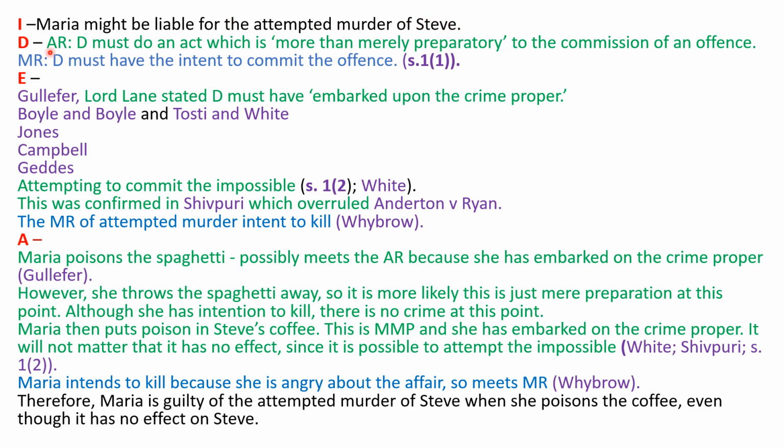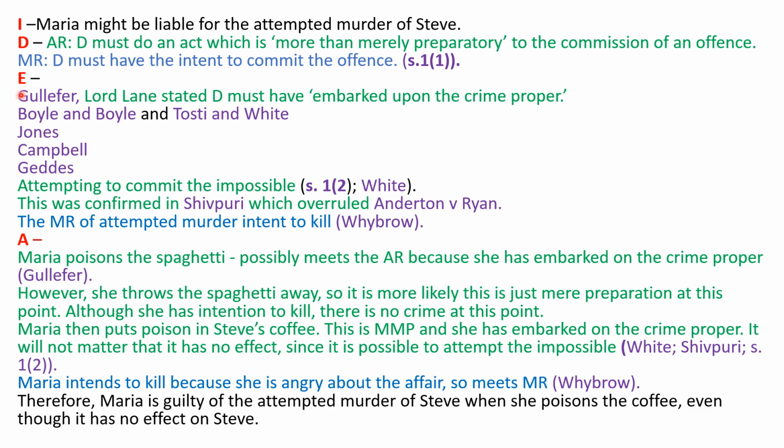And then I'm going to define attempt, which is the offence that I've identified above. So I'm going to define the actus reus first. So the actus reus of an attempt is that our defendant must do an act which is more than merely preparatory to the commission of an offence, and the mens rea is that they must have the intent to commit the offence. And that comes from section 1(1) of the Criminal Attempts Act. Now that we've defined the actus reus and mens rea, we need to explain that actus reus and mens rea further using our cases.